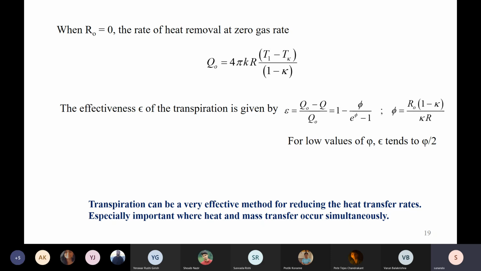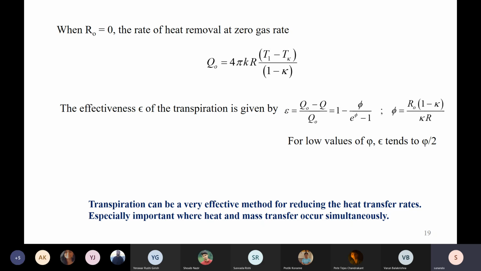And in this specific example of transpiration cooling, it shows that using a small convective flow opposed to the conductive heat flow can create a substantial reduction in the heat to be removed from the inner sphere. So that is what transpiration cooling is all about. And it is equally important, which we would see later on, when you have simultaneous heat and mass transfer.